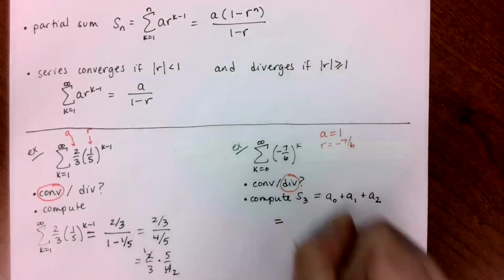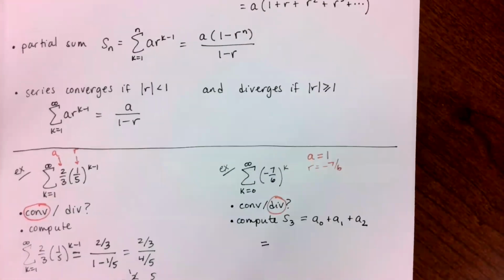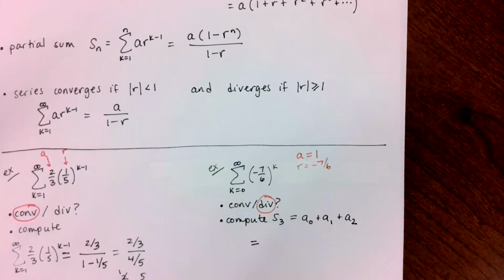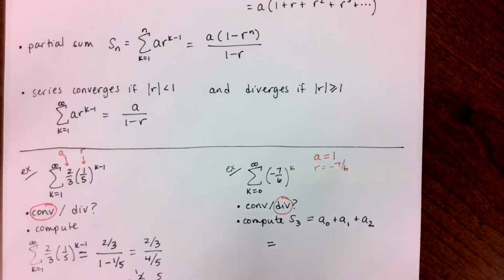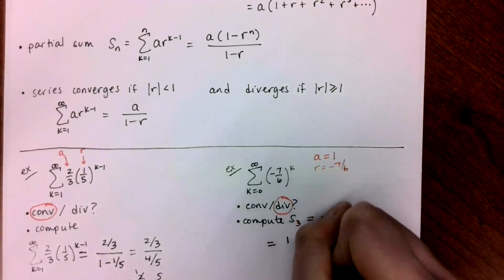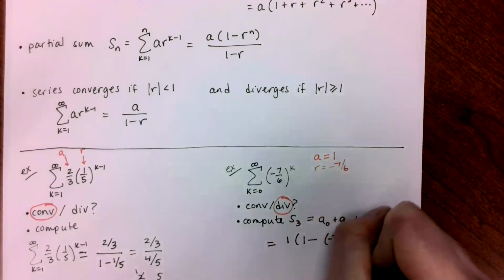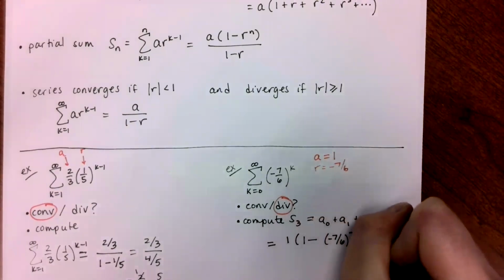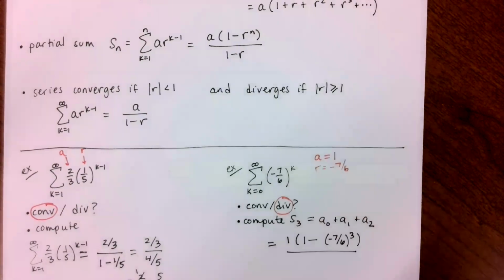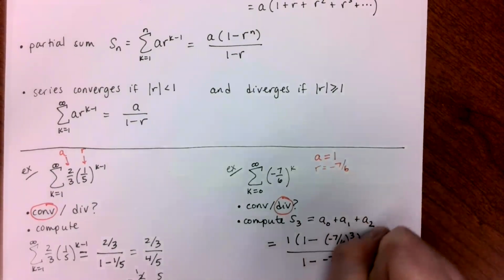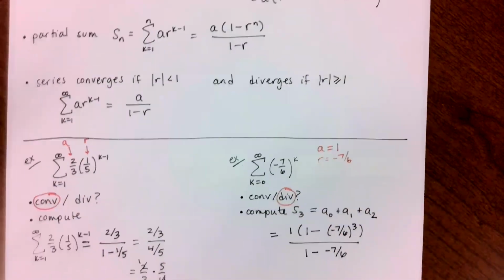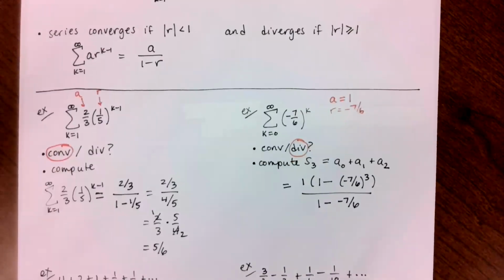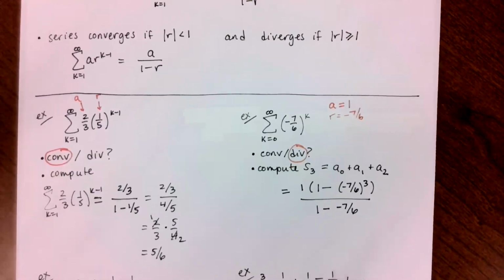So that would be, I'm going to try to keep that formula on the screen as well. So A times 1 minus R to the n, over 1 minus R. I'm going to leave this unsimplified because these numbers are especially gross, but whatever this actually computes to would be your third partial sum.